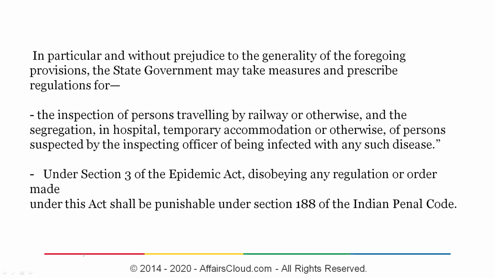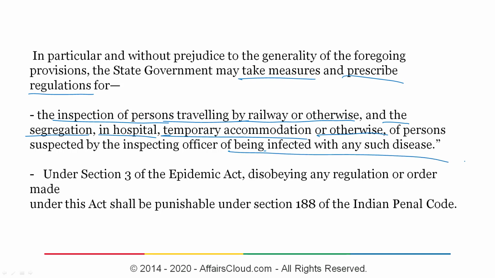Now Section 2 of the Epidemic Diseases Act also provides for the state government to take measures and prescribe regulations for the purpose of inspection of persons that are traveling in and out of the state through railway or any other means of transport, and also provides for the segregation of persons in hospitals or temporary accommodation or otherwise of persons that have been suspected by the inspecting officer of being carriers of the disease.